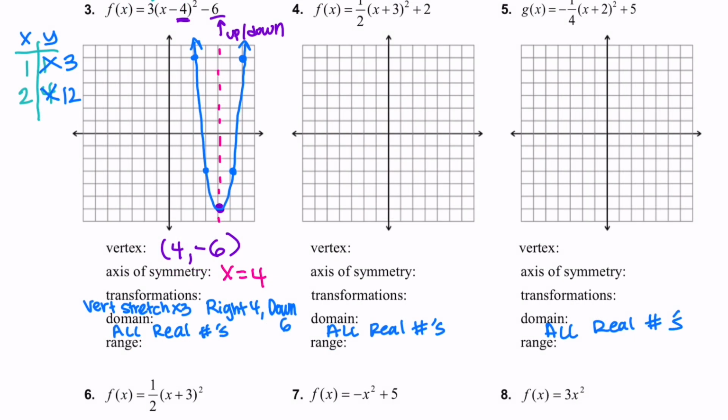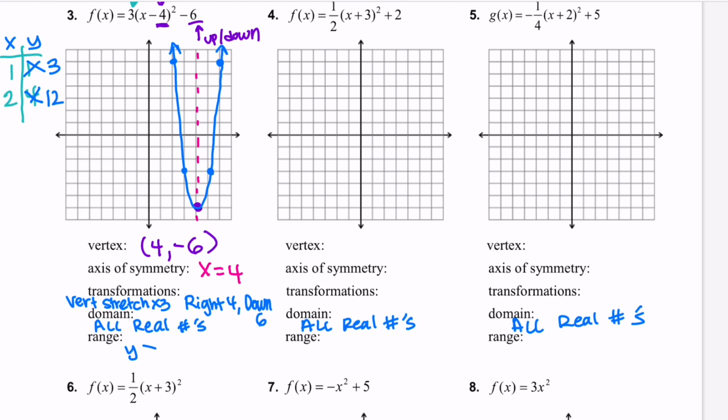Okay, but the range is different. So the range has to do with up and down. If you notice, the parabola is up here, but there's nothing down here. So it's starting at -6, and then it's going up forever. So the y has to be greater than or equal to -6, because -6 is part of the graph right here.